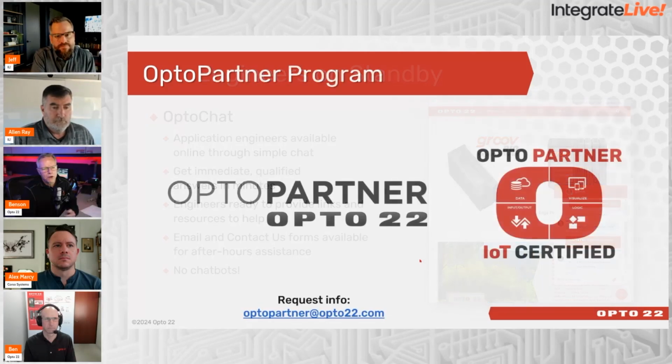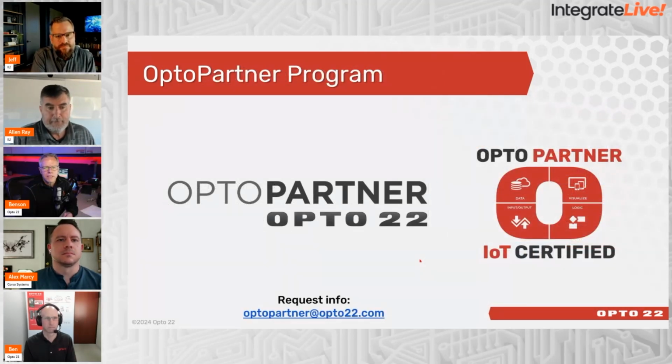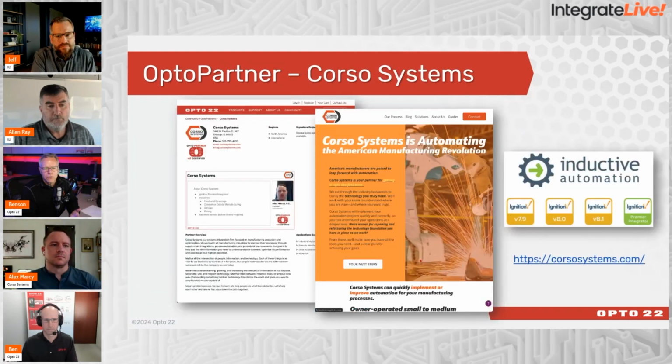And then we have Opto partners all over the globe as part of our Opto partner program, of which Corso Systems is one of our Opto partners, and they're also IIoT certified. So we have a link to Corso on our own website. And then, of course, I have Corso's website there listed as well. And they are indeed a premier Inductive Automation system integrator. So they know this stuff backward and forward. Get you started, start monitoring some loads, and then start expanding your application to do everything you guys need to do.